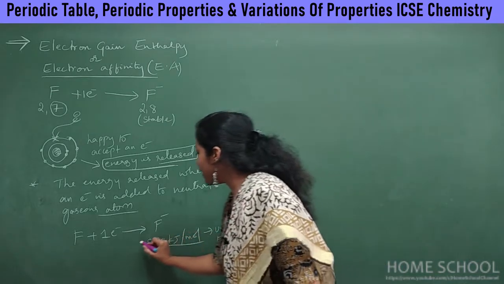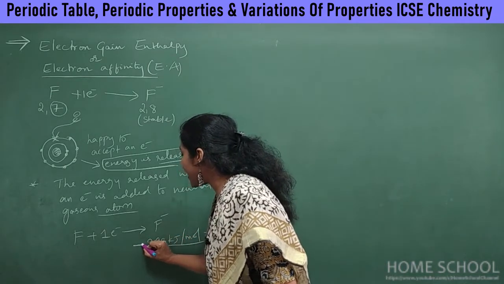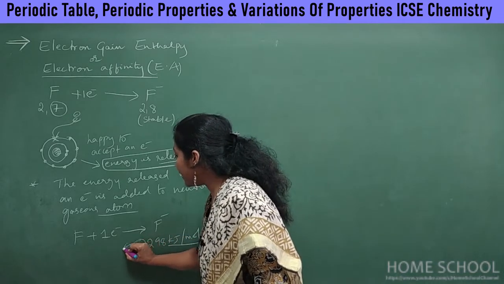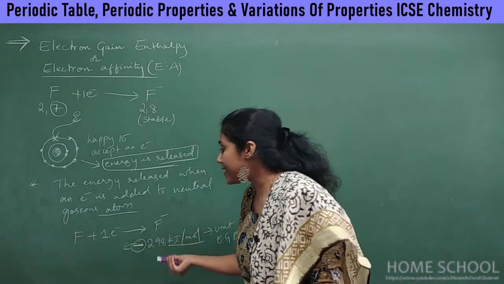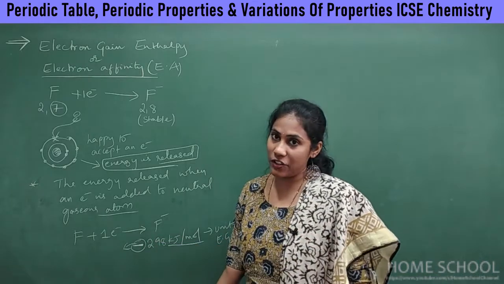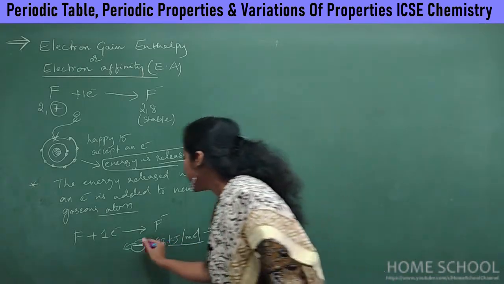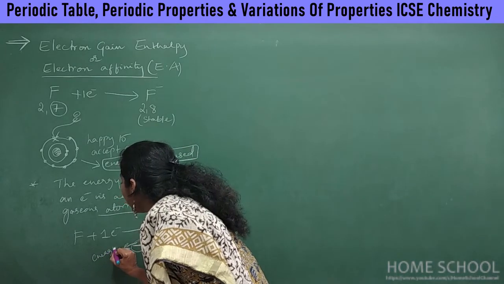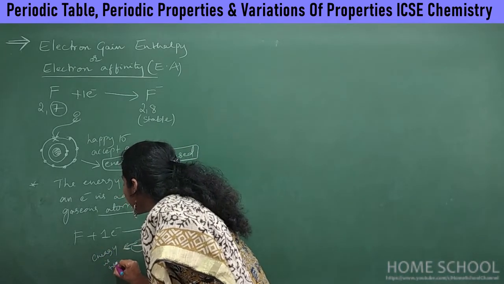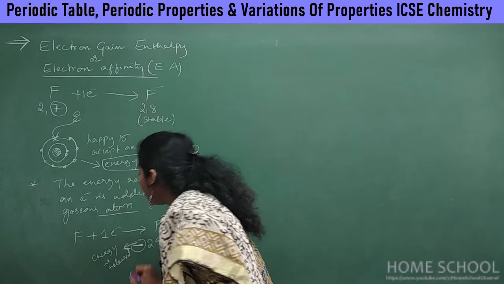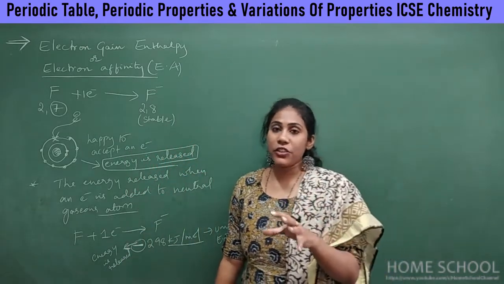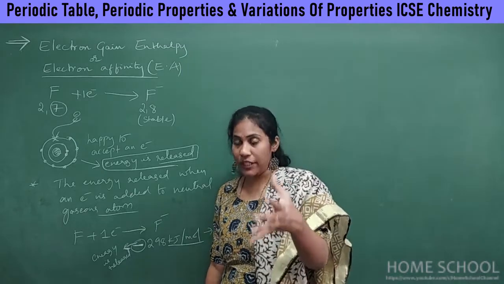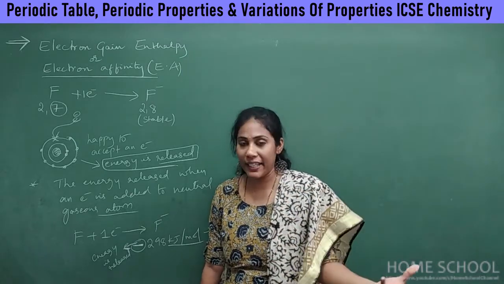And you see here I will show it with a negative sign. What do you mean by this negative sign? This negative sign tells that this is the released energy. Energy is released. You know what? Ionization energy you studied. There, you have to provide energy to an atom to remove the electron.